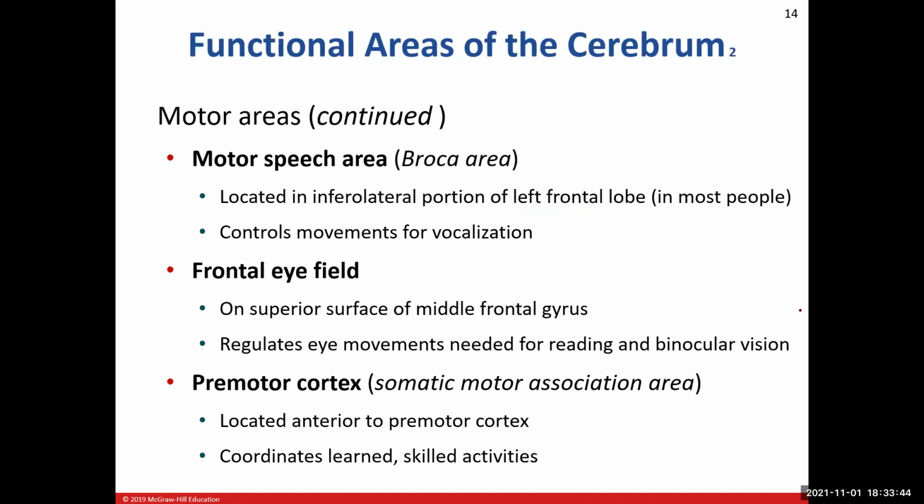Now, there's a couple other areas that I do want to talk about with motor control. We have our motor speech area. I mentioned this before. That's the Broca's area. We also have our frontal eye field and then our premotor cortex. So the motor speech area, also known as Broca's area, this again is going to be in most people, not in everybody, in the frontal lobe, but specifically the left frontal lobe.